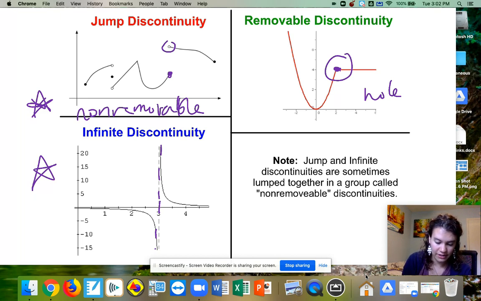If I tried to do that here, well, then it's not going to be a function. I'm going to connect everything, and then that no longer passes the vertical line test. Same thing here. If I try and connect those, it's no longer passing the vertical line test.